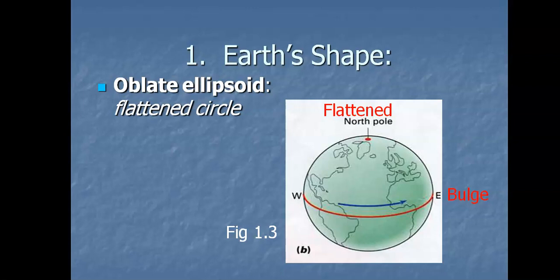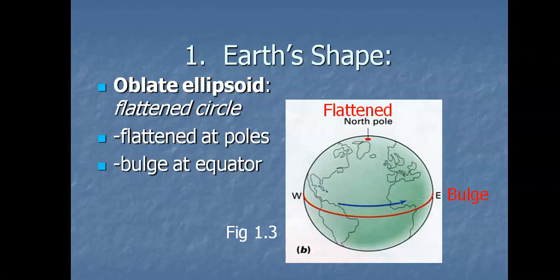The word oblate means flattened, ellipsoid means circle. And so the Earth is actually shaped kind of like a flattened circle. It's flattened at the poles with an equal bulge at the equator. And so that's the actual shape of the Earth. It's not a true sphere.